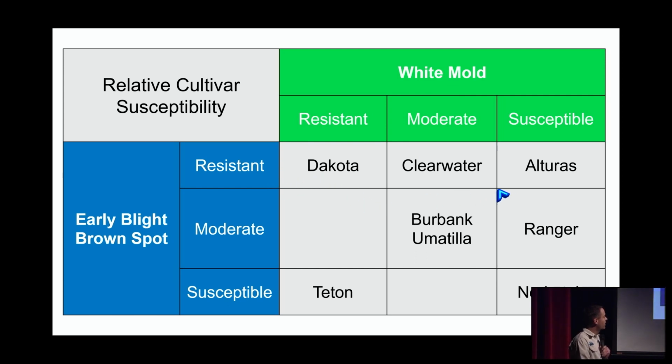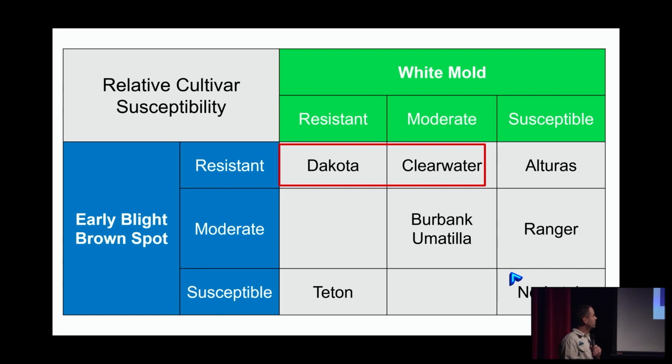All these varieties, Alturas, even though it was resistant to early blight, it had quite a bit of white mold in it. And then of course North Dakota's down here where it's susceptible to both diseases, and you see quite a bit of both.